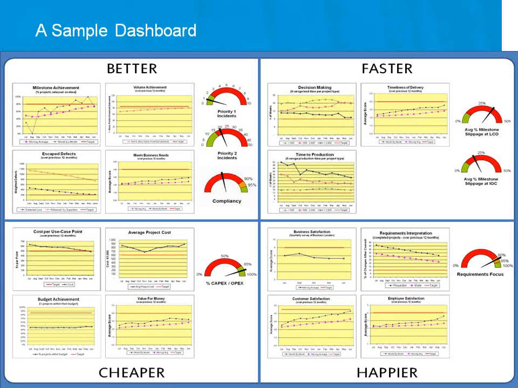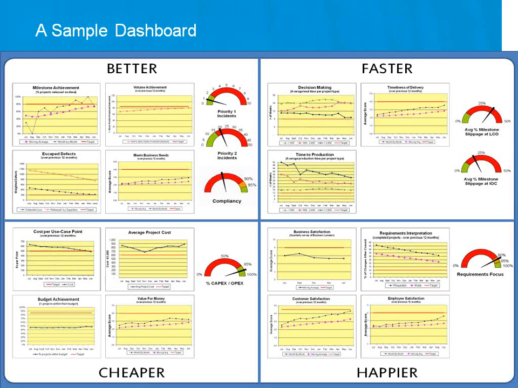We have some faster measures for things like decision making, time to production, and cycle times, but also we can measure the timeliness of the delivery. Did the business feel they got things when they needed them? With dials we can measure things like milestone slippage at various points, such as when the objectives are set and then when we get to initial operational capability. We have typical cheaper ones like cost per use case point. Some people use cost per function point. You can do some interesting things with story points. That kind of measure can be quite expensive because you need an independent assessment of the actual point count. But other good things are average project cost, budget achievement, and value for money.